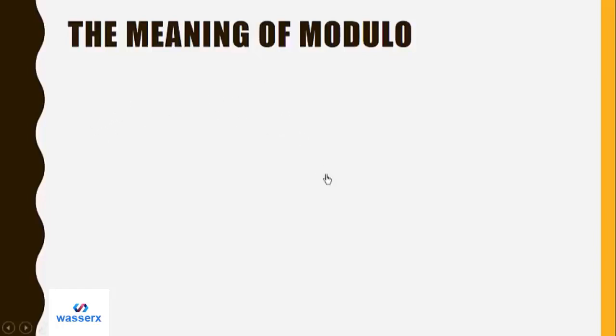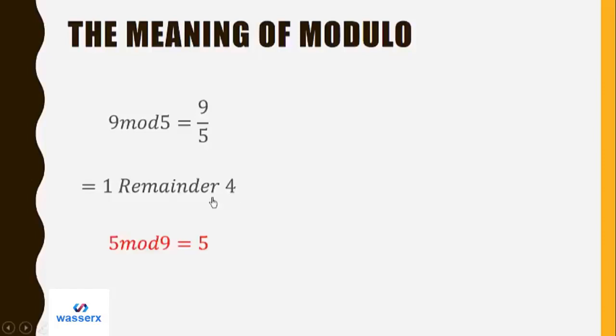So, for instance, if we have 9 mod 5, it means what is the remainder when we divide 9 by 5? So, 5 will go into 9, 1 times remainder 4. That means 9 mod 5 is equal to 4. 5 mod 9 means what is the remainder when 5 is divided by 9? 9 cannot go into 5, so 5 mod 9 is still 5.